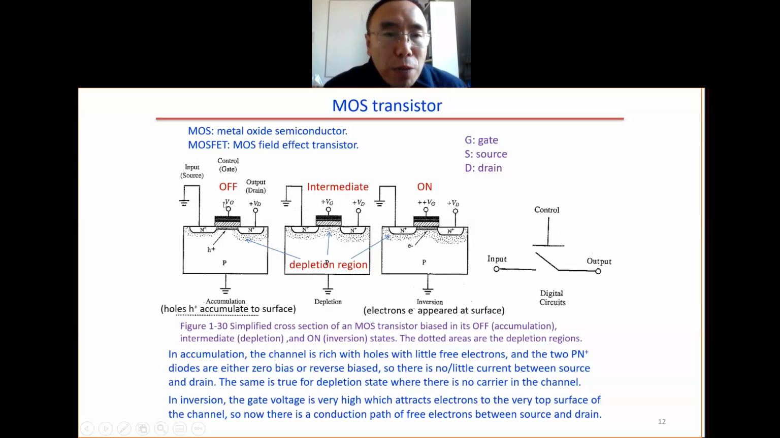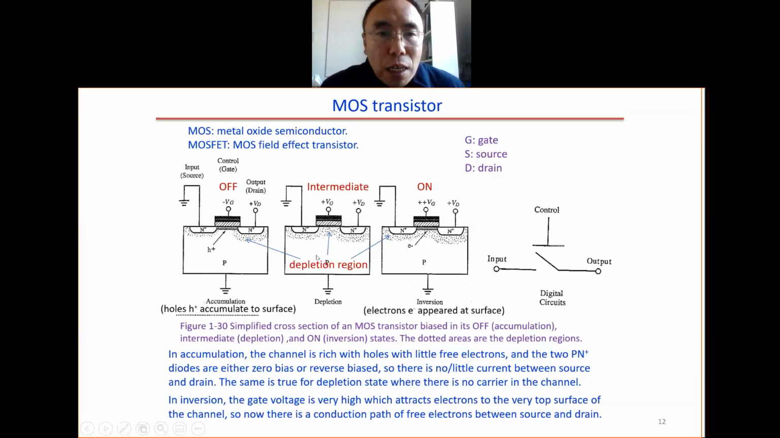When we have a negative gate voltage, the holes will be attracted to this region, so this part becomes full of holes. If we look at the current from here to here, here is the positive bias and here is ground. This junction, the P to N, is reverse biased. This one, NP, is forward biased. Because this one is reverse biased, most of the drain voltage, VD, will fall across this junction. Because a reverse-biased junction is like a break, the current cannot flow. So in this case, no current flows from the source to the drain.